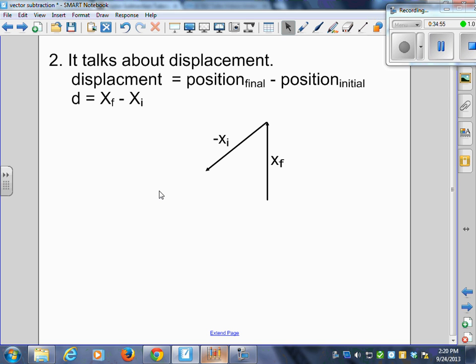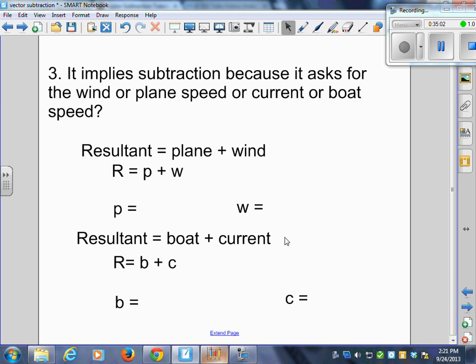Don't start packing up. I'm not done. Now the last one, and I will have to go through this tomorrow. It implies subtraction because it's asking for the wind or plane speed or the current or boat speed. I'm going to go through that tomorrow because that's the hardest one. So first thing tomorrow is I'll review subtraction and then I'll do this one. Okay? Good? All right.